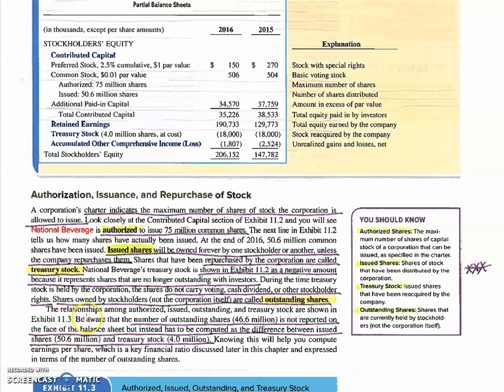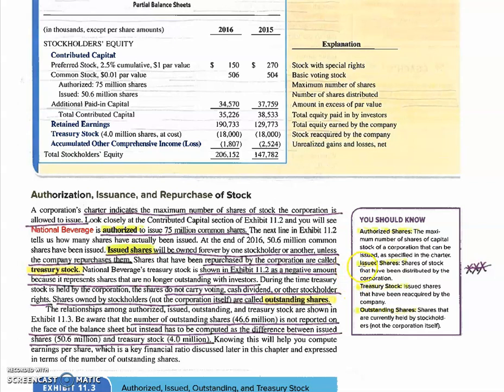So we have authorized shares. That always has to be the biggest number. Now, some of these numbers could be the same, but none of these numbers can be bigger than authorized shares. That's the maximum number the corporation can issue. Issued shares are shares that at some point have been sold outside the corporation.